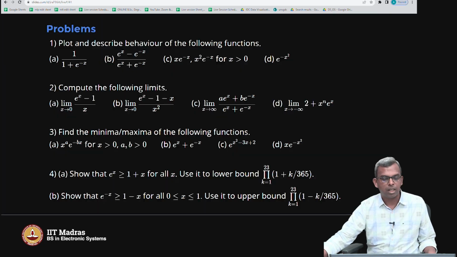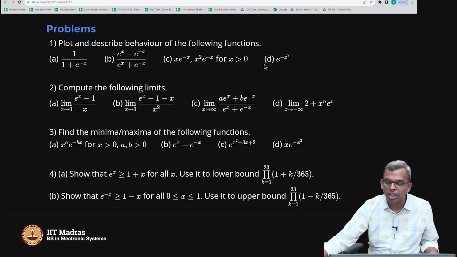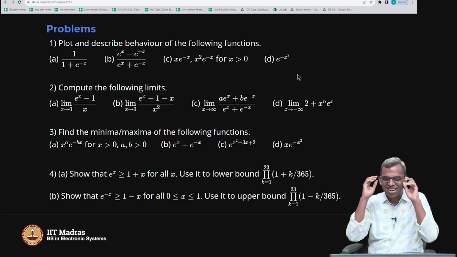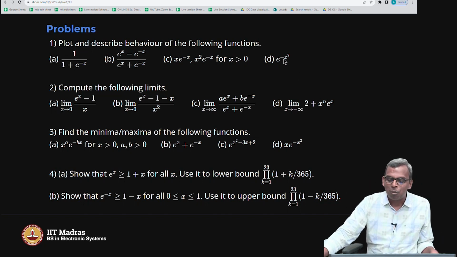Okay, so that's going to be x e power minus x square, e power minus x. Here's another function, e power minus x squared. Wow, it's a bit scary, isn't it? So minus x square is showing as the exponent of e.